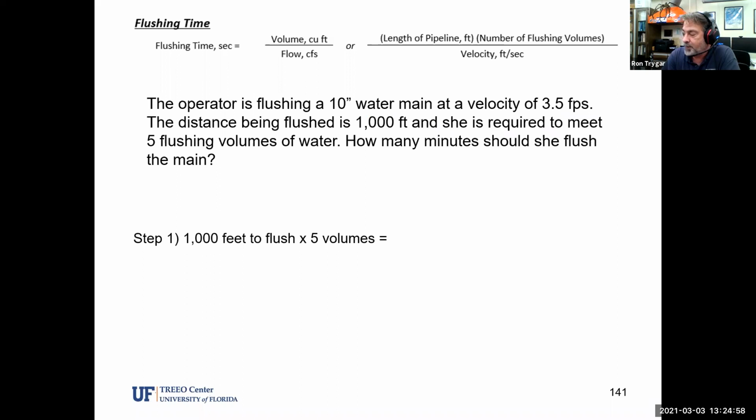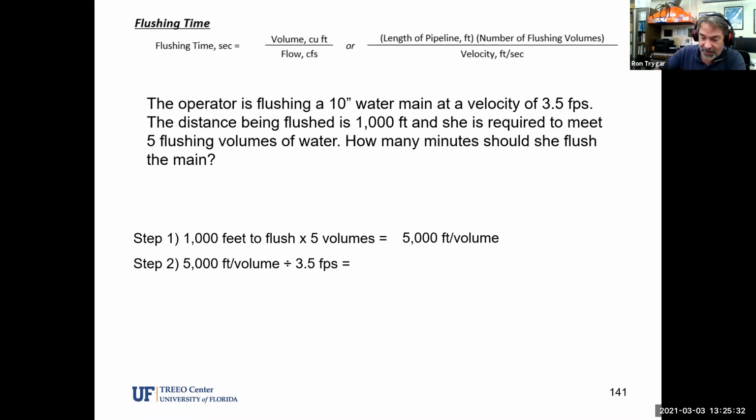So step number 1 is 1,000 feet to flush times 5 volumes. So 1,000 feet times 5 volumes is 5,000 feet total that we're going to move. 5,000 feet of water line for all that. And then we're going to divide that number. We have 5,000 feet of volume, and we're going to divide it by the feet per second of flushing velocity. So 5,000 divided by 3.5.